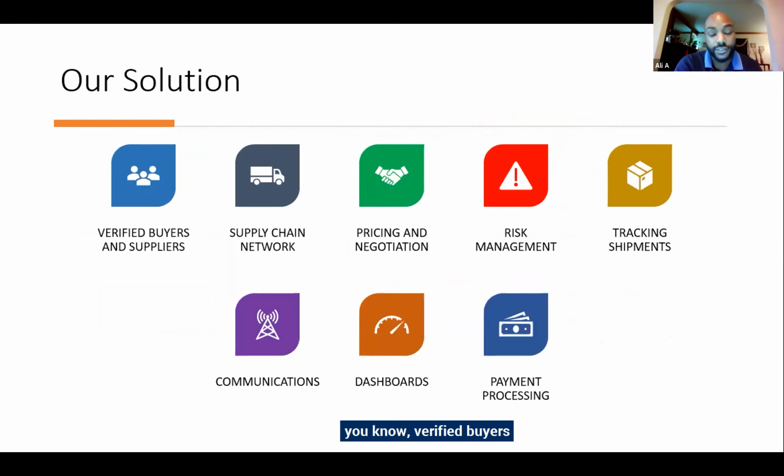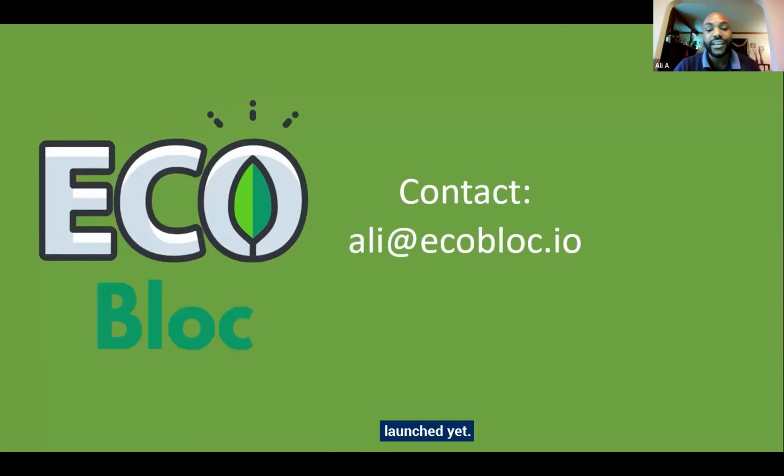So our solution provides verified buyers. In previous material marketplaces that we've seen, most of the people that come to these are more artisan. This is focused more on bigger consumption of products. You have a supply chain network where you can track, you can negotiate, you have risk management elements to it, and you have dashboards and payment and processing, all handled through our platform. Our platform hasn't launched yet, but if you need more information, please contact me at ali@ecobloc.io. Thank you for your time.